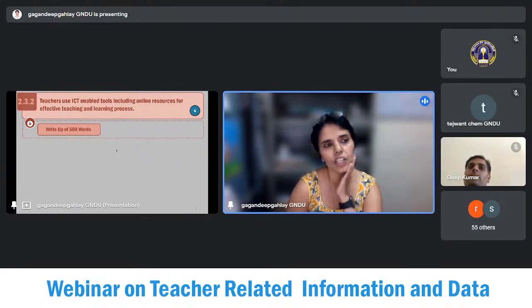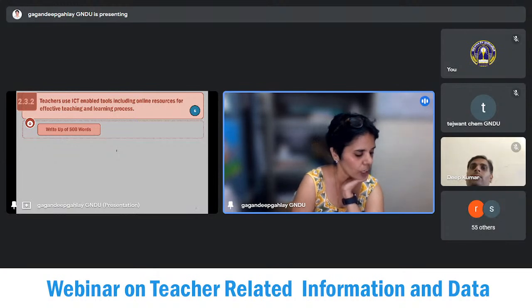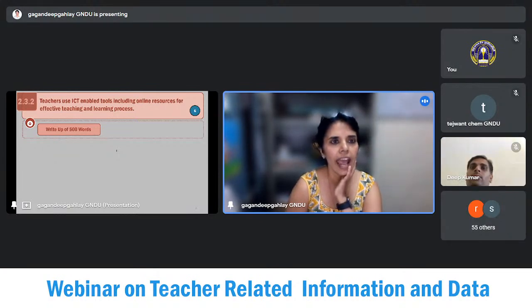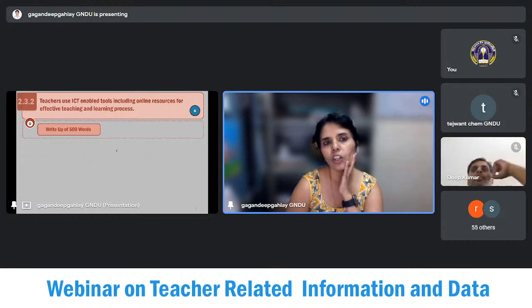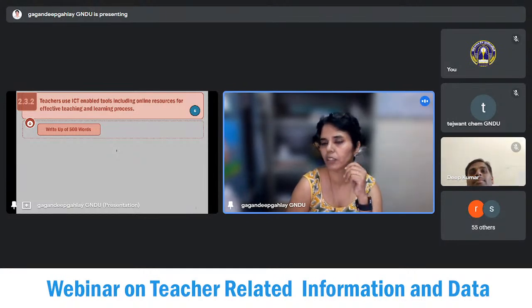So we'll begin with section 2, which is concentrating on teaching, learning, and evaluation. And the first question pertaining to that is where NAAC is asking us what kind of ICT-enabled tools we are using in our teaching process. Are we using online resources for effective teaching as well as learning? Because they want us to develop these resources so that our students are at par with education in other nations or countries all over the world.